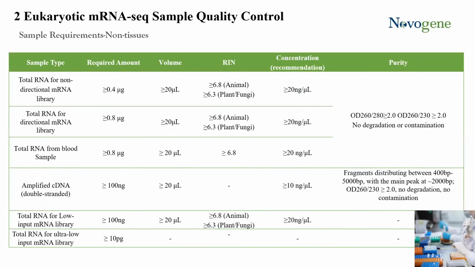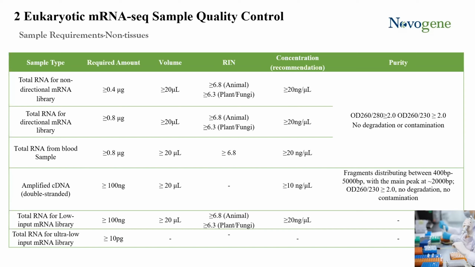If you are planning to send the total RNA for the mRNA sequencing service, we require a different amount based on the sample type. For a non-directional mRNA library, we ask for at least 400 nanogram of RNA, with a volume of 20 microliter and a concentration of 20 nanogram per microliter. For a directional mRNA library, we need a little higher amount, around 800 nanogram, because of the processing. During the library preparation, we may lose more RNA, so we make sure we have enough for starting.